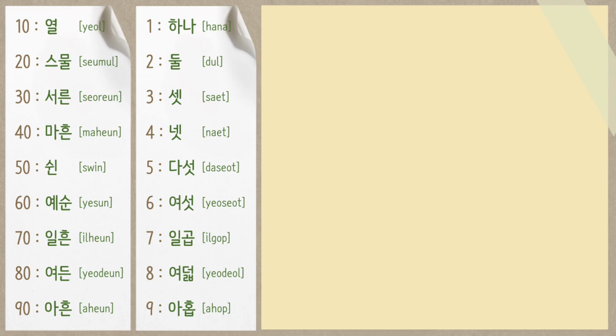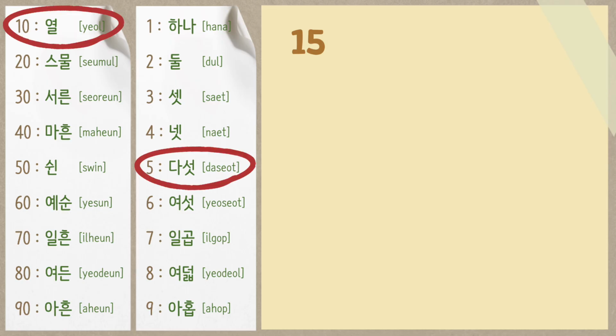These 18 numbers are everything you need to know to say any numbers in native Korean number system. Now let's try to read different numbers using the reference on the left. The first number is 15. 15 is a combination of 10 and 5, which makes it 15.